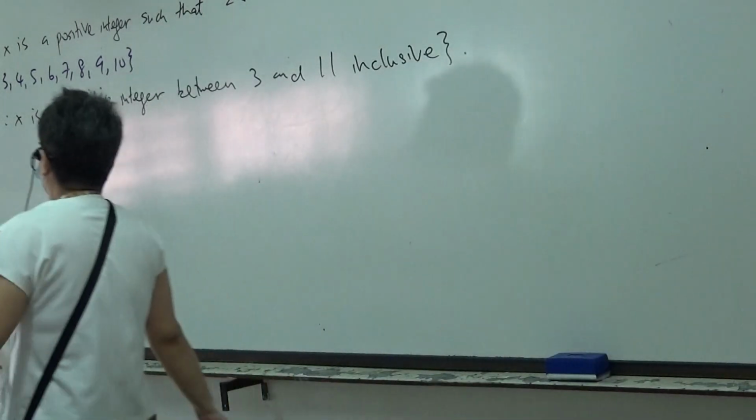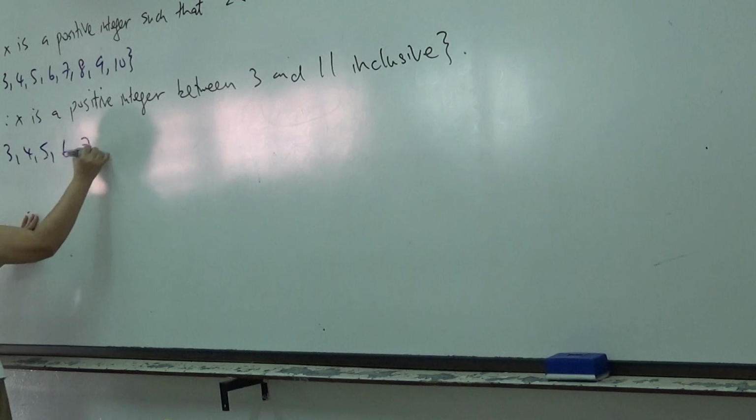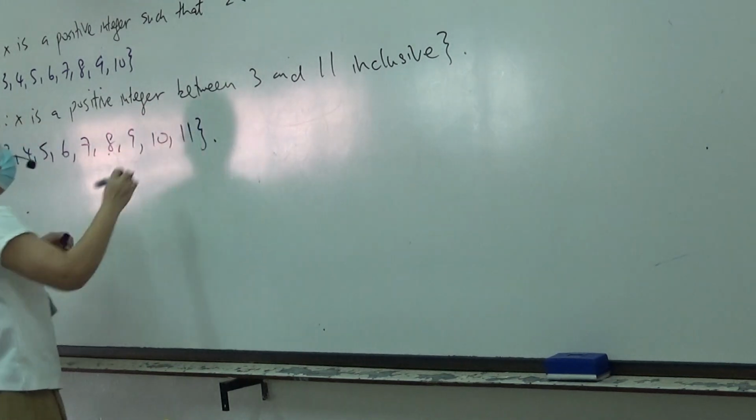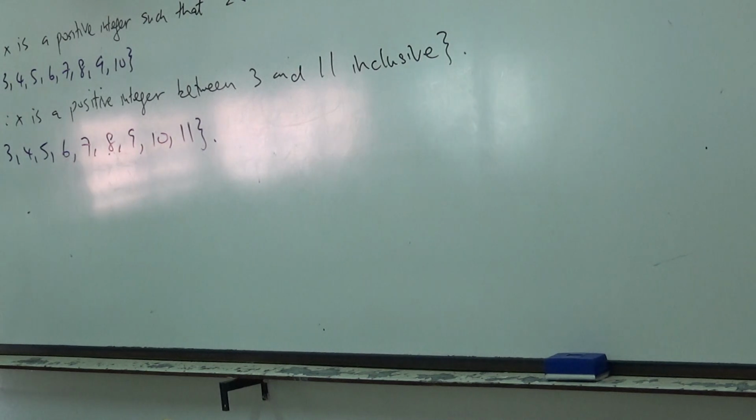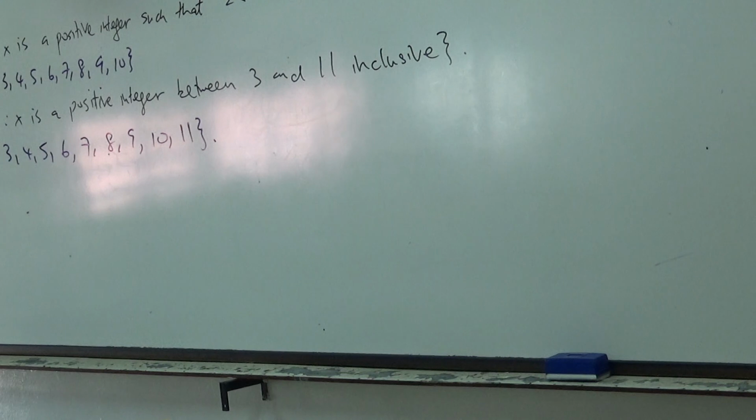Now, next one. X is a positive integer between 3 and 11. Inclusive means what? We include the endpoints. So B will be what? 3, 4, 5, 6, 7, 8, 9, 10, 11. Now, can you see that this is called describing in set notation? This is listing in set notation. Usually I will list because it's clearer to me. Everybody clear with what I'm saying? Alright, now, next part. Let's look at the question. Actually, I finished the question already. List all the elements in A and B in set notation. Now, can you see I've already done it? The one in purple, okay?